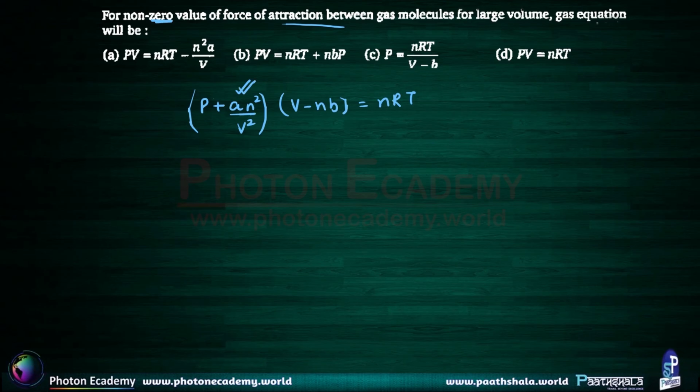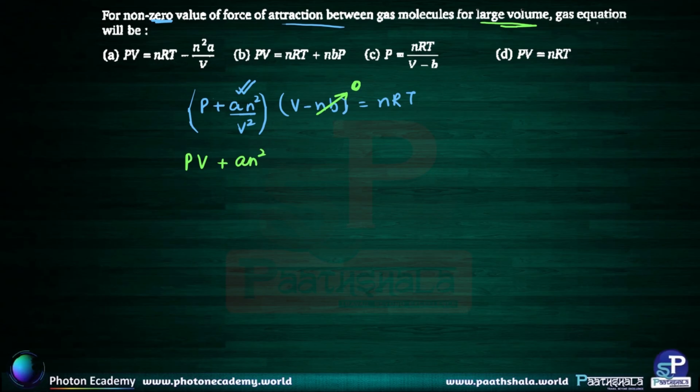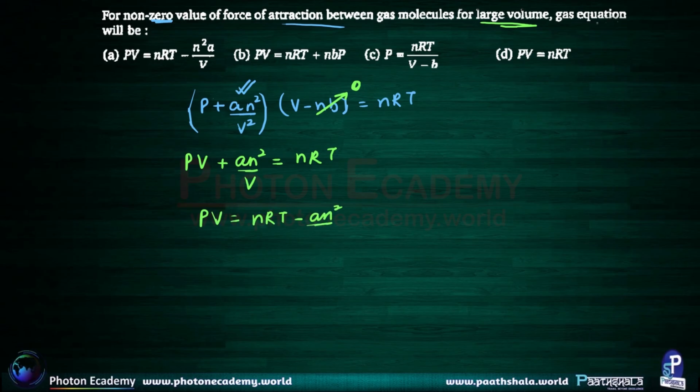However, it is for a large volume, which would mean that this nb term is approximately 0. That is, we are not accounting for the volume of the individual particles. So the equation would become (P + an²/V²)V = nRT. That is, PV = nRT − an²/V. And if we look at the options, this is exactly the same as option A. So that becomes our answer.